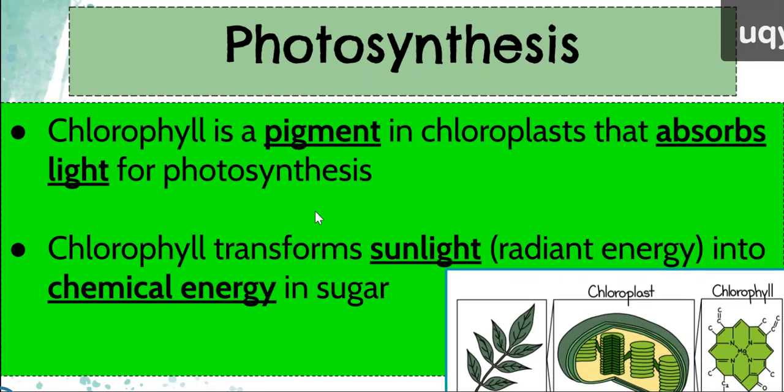The process of photosynthesis uses a green pigment called chlorophyll that absorbs sunlight. It's able to turn that sunlight, also called radiant energy, into chemical energy, which is sugar.